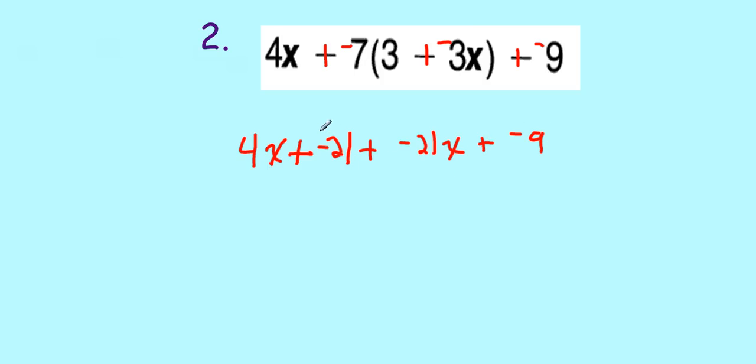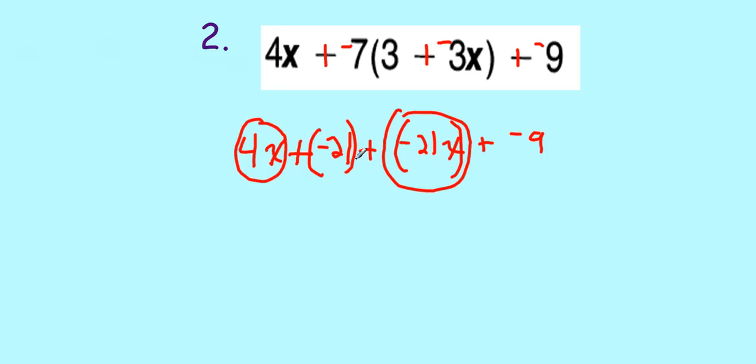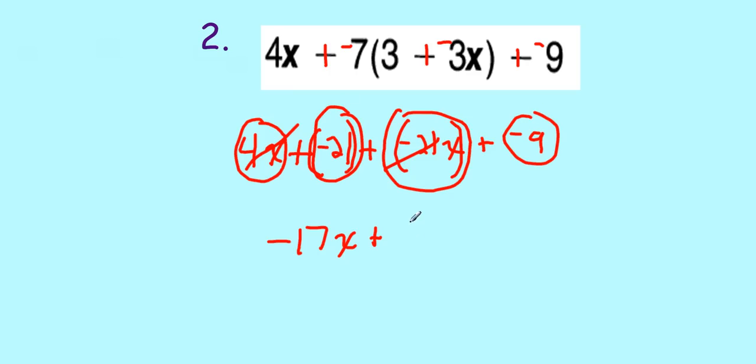If you want to put those numbers inside parentheses, that would probably be smart to do. Okay? Now we're going to combine our x terms. So we have an x term here and an x term here. 4 plus negative 21 is negative 17x plus, and then cross out those 2 terms. And then we got to combine negative 21 and negative 9. Those 2 terms are going to make negative 30. Let me put that in the parentheses. So negative 17x plus negative 30.